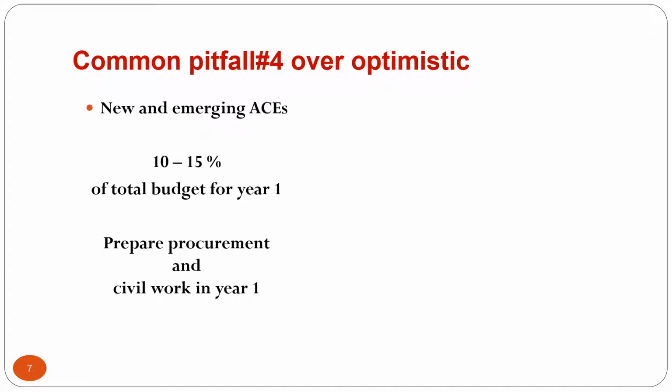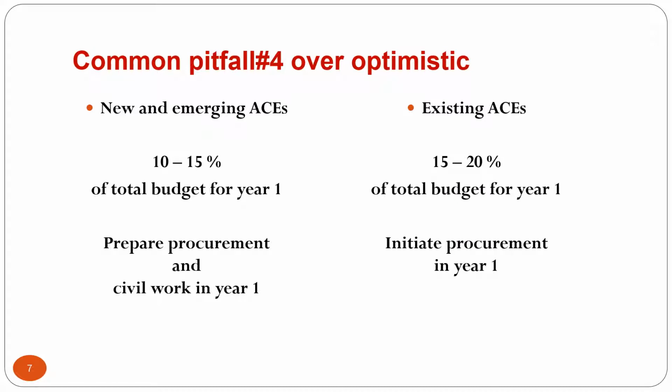So for new and emerging ACEs, I would recommend that they only use 10 to 15% of their total budget for year one, and that you can prepare procurement and civil works, but don't expect that you can actually initiate it in year one, because it does take time. For existing ACEs, I would say 15 to 20% of total budget for year one, and here you can probably initiate procurement, but the expectation would be that the majority of the civil works had been done during ACE 1, so you will not need major investments in that in ACE Impact.